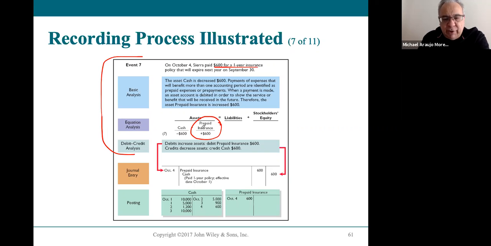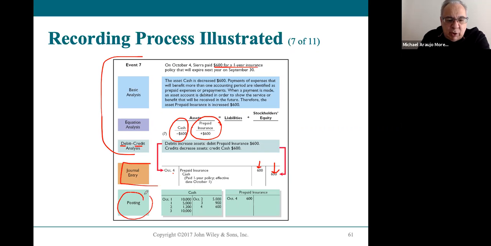We bought a whole year of insurance. That's our asset, and we spent cash to buy it, so we have less cash. So we debited our prepaid insurance, credited our cash. That's what we wrote down in our journal entry on the 4th of October. Debit prepaid insurance, credit cash.